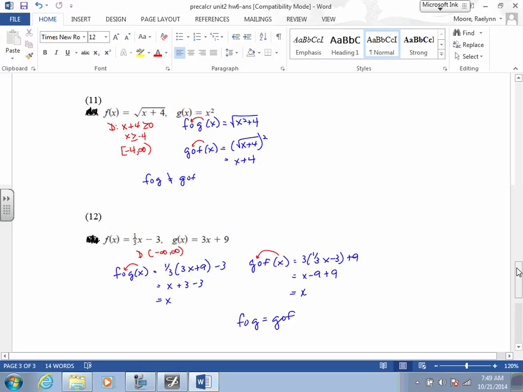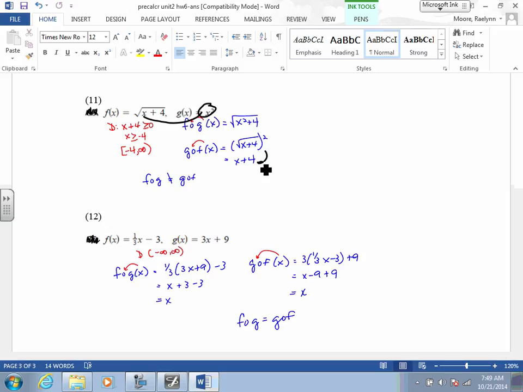You plug your g into here, into this guy, and you end up with that. The opposite way, you plug your x into there. When you square a radical, it comes out. Therefore, you can see that they're not equal. So I only wanted you to find the domain for the f of g, and actually either one, because there's no division here. This is the only one that's going to hang you up.